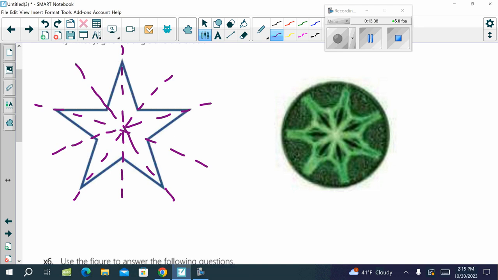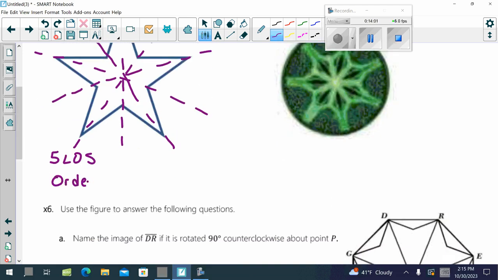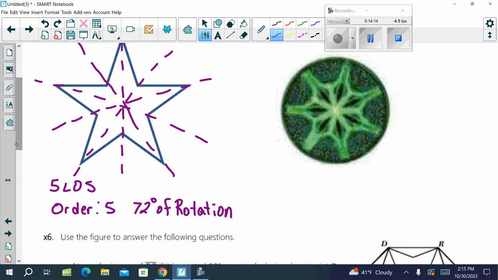All right, so 5 lines of symmetry. Thank you. All right, what about rotational? What'd you guys say? 5 order, and so that's how many degrees? 72 degrees. Good. So your order is 5, so 72 degrees for the rotation. Any questions there?